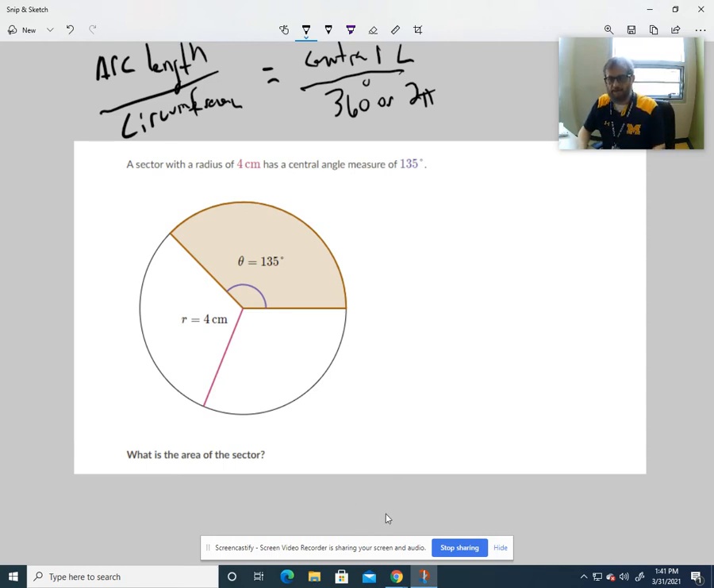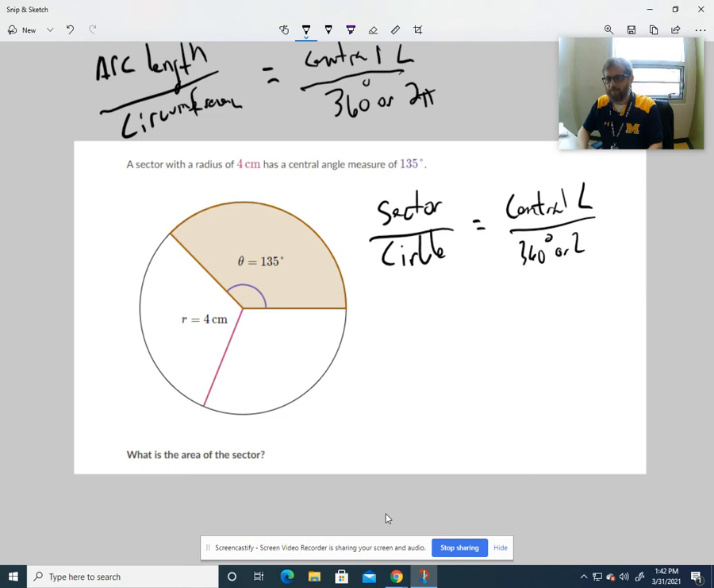When you're talking about sector area, you're going to say the area of the sector to the area of the circle is the same as the central angle to the 360 or 2 pi. So it's really exactly the same thing. They're just doing area instead of circumference.